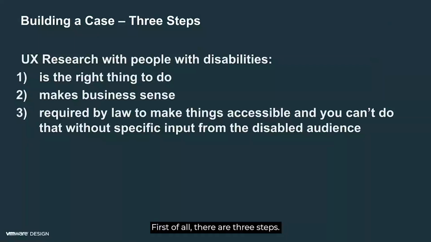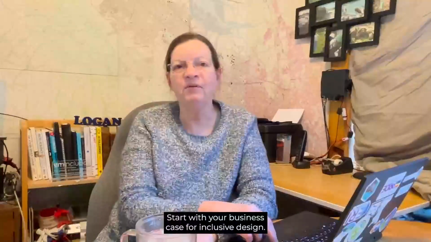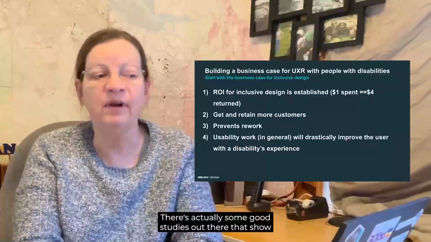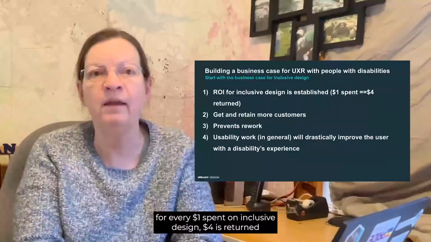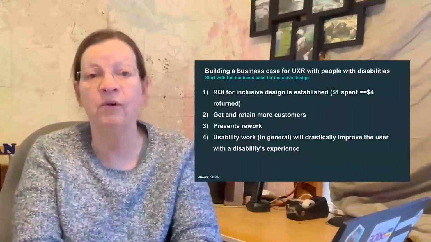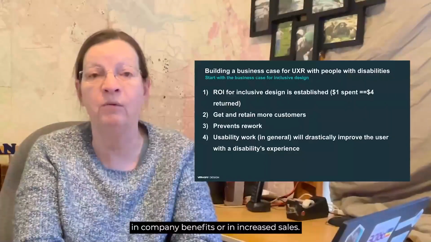First of all, there are 3 steps. User research with people with disabilities is the right thing to do. It makes business sense, and it's required by law. You can't make your software accessible as you want it to be without input from the disability audience. Start with your business case for inclusive design. There's actually some good studies out there that show for every dollar spent on inclusive design, $4 is returned in company benefits or in increased sales.